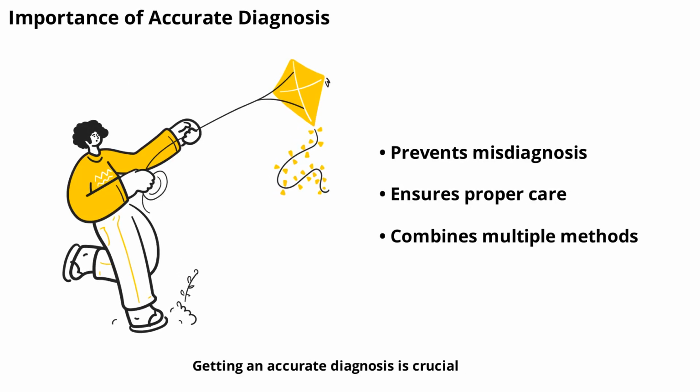Getting an accurate diagnosis is crucial. Misdiagnosing hemorrhoids can delay treatment for more serious conditions. That's why doctors use a combination of history, examination, and sometimes tests to confirm the diagnosis. If you're unsure about your symptoms, don't hesitate to seek medical advice.